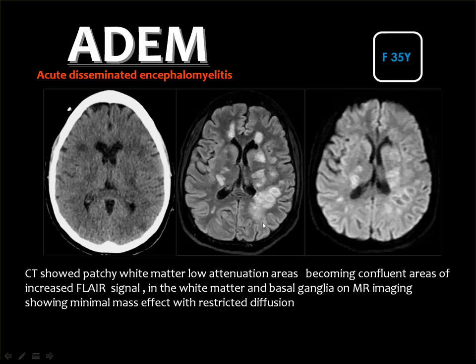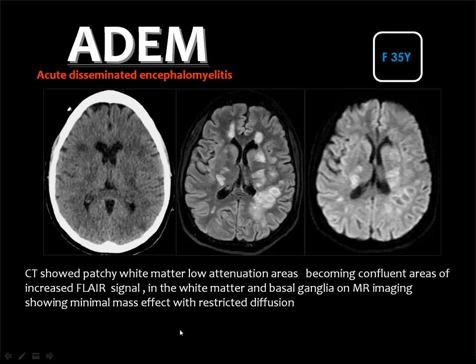On the FLAIR image, you can see the lesions, too many compared to those seen in the CT scan. And this is the diffusion weighted image. According to the literature, ADAM lesions will not show diffusion restriction.